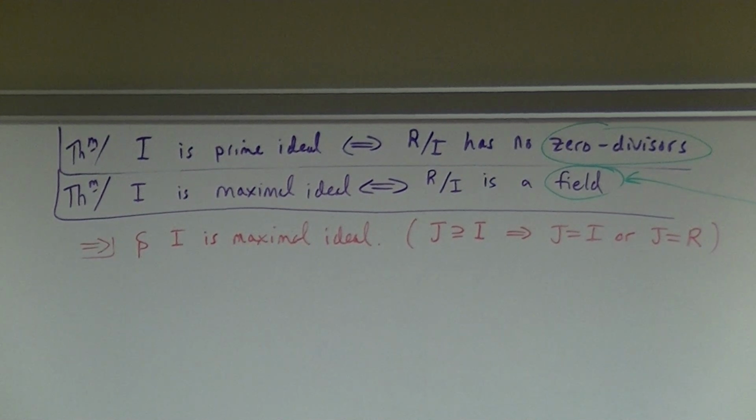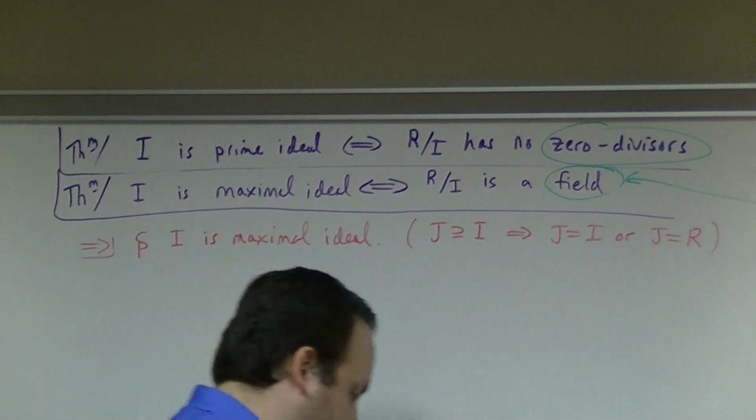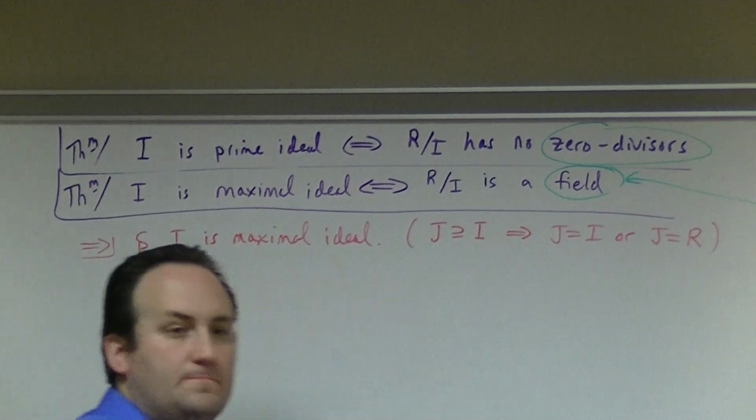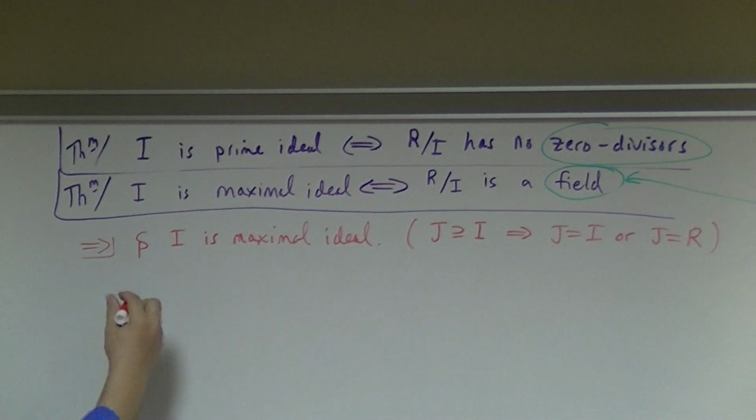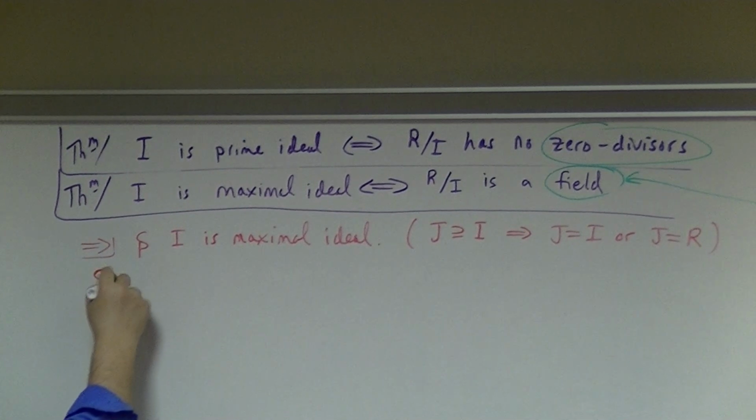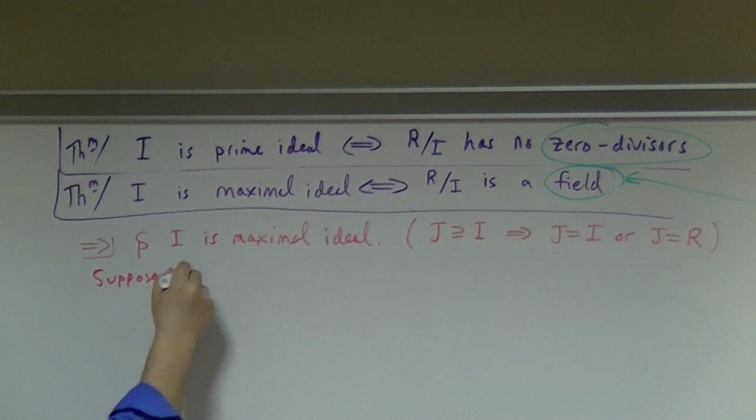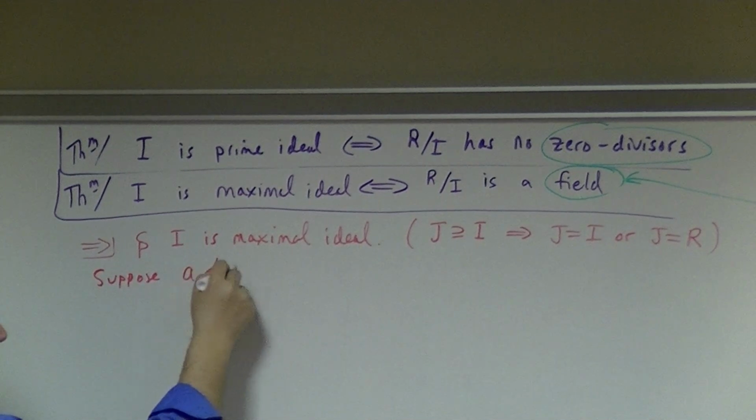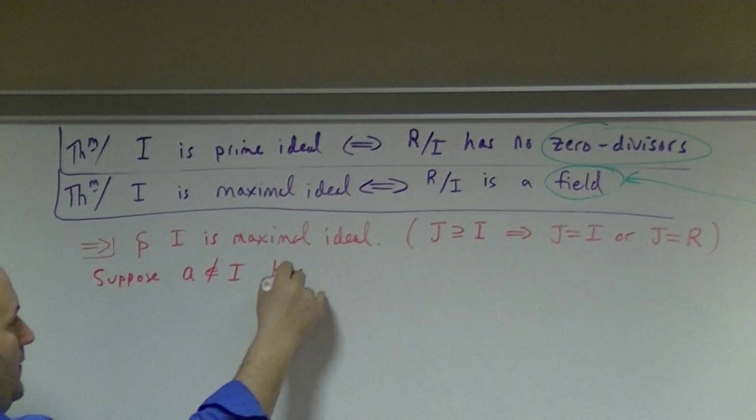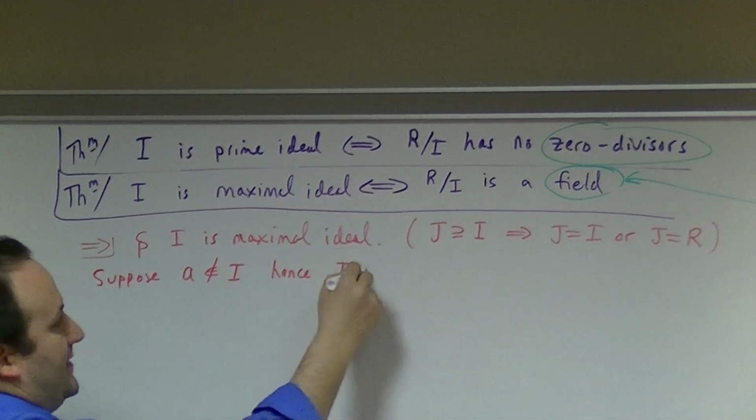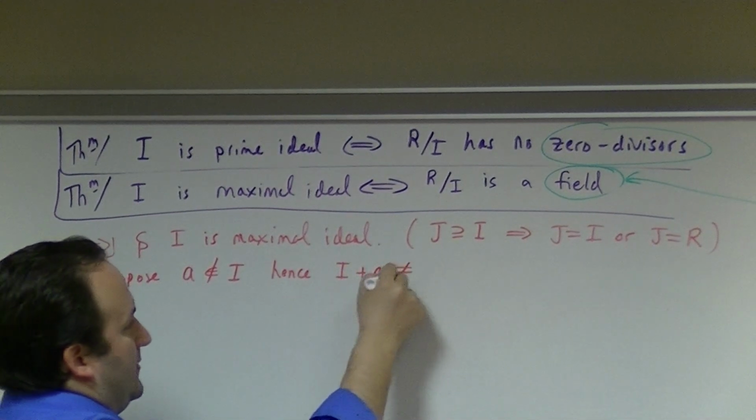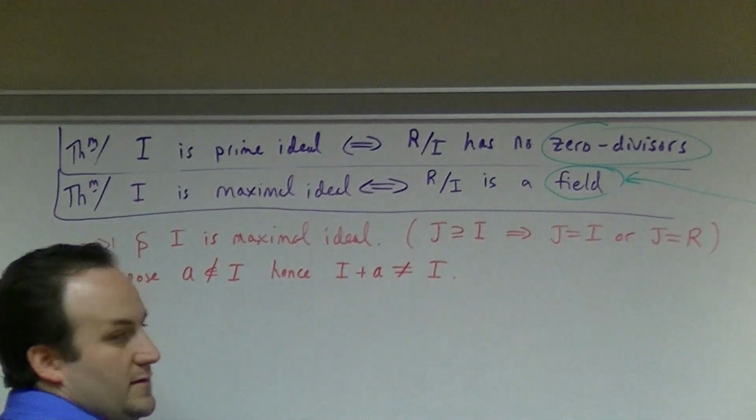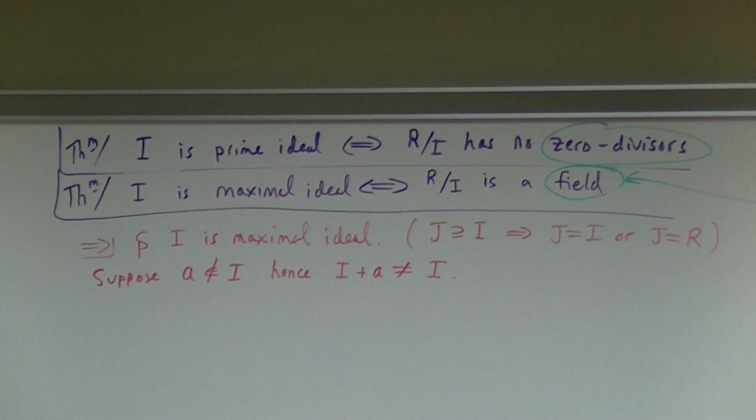So we seek to show that the factor ring, R mod I, is a field. So what do I need to do? I need to suppose that A is not an element of I, and show that it has an inverse. Exactly. I plus A is not equal to I. We want to find a multiplicative inverse for this.